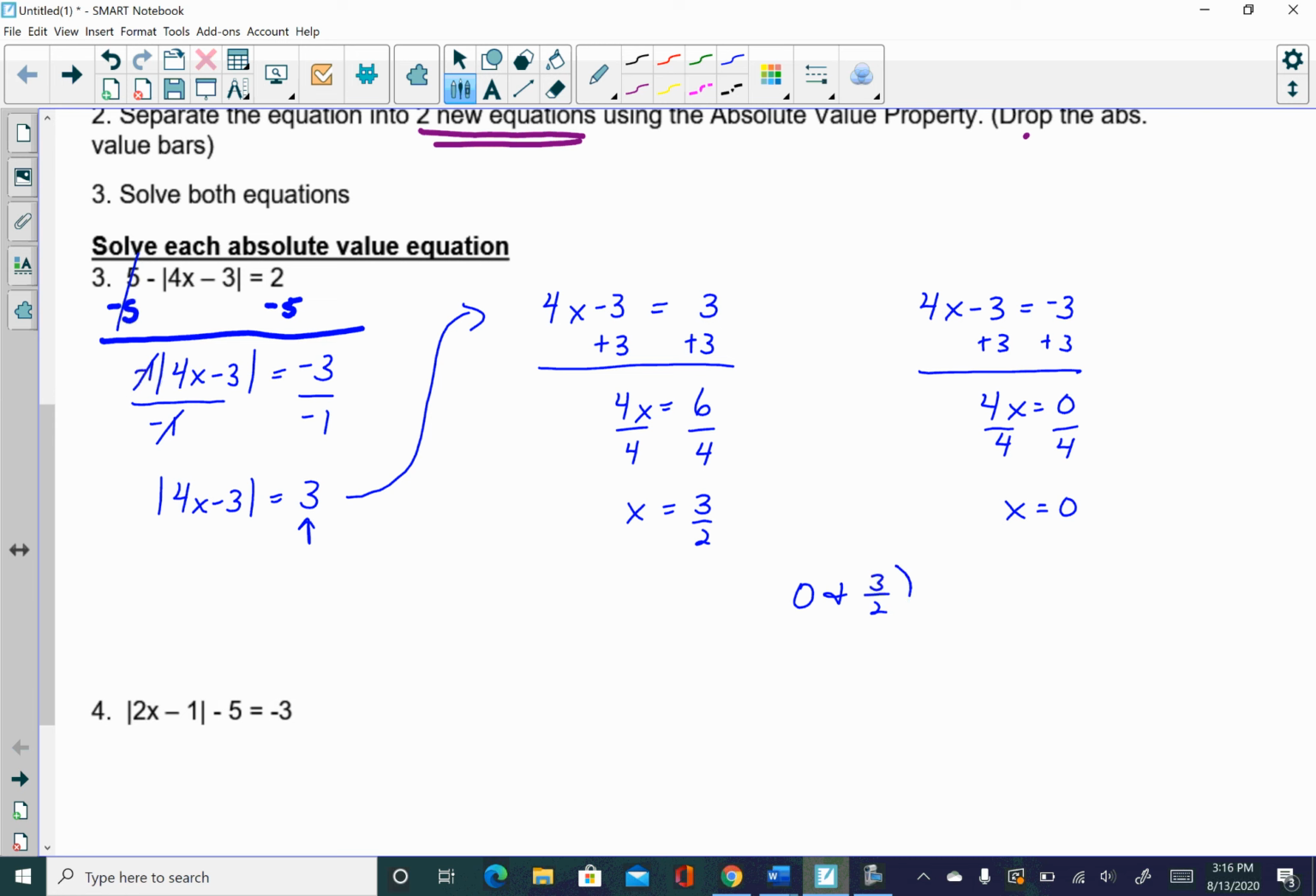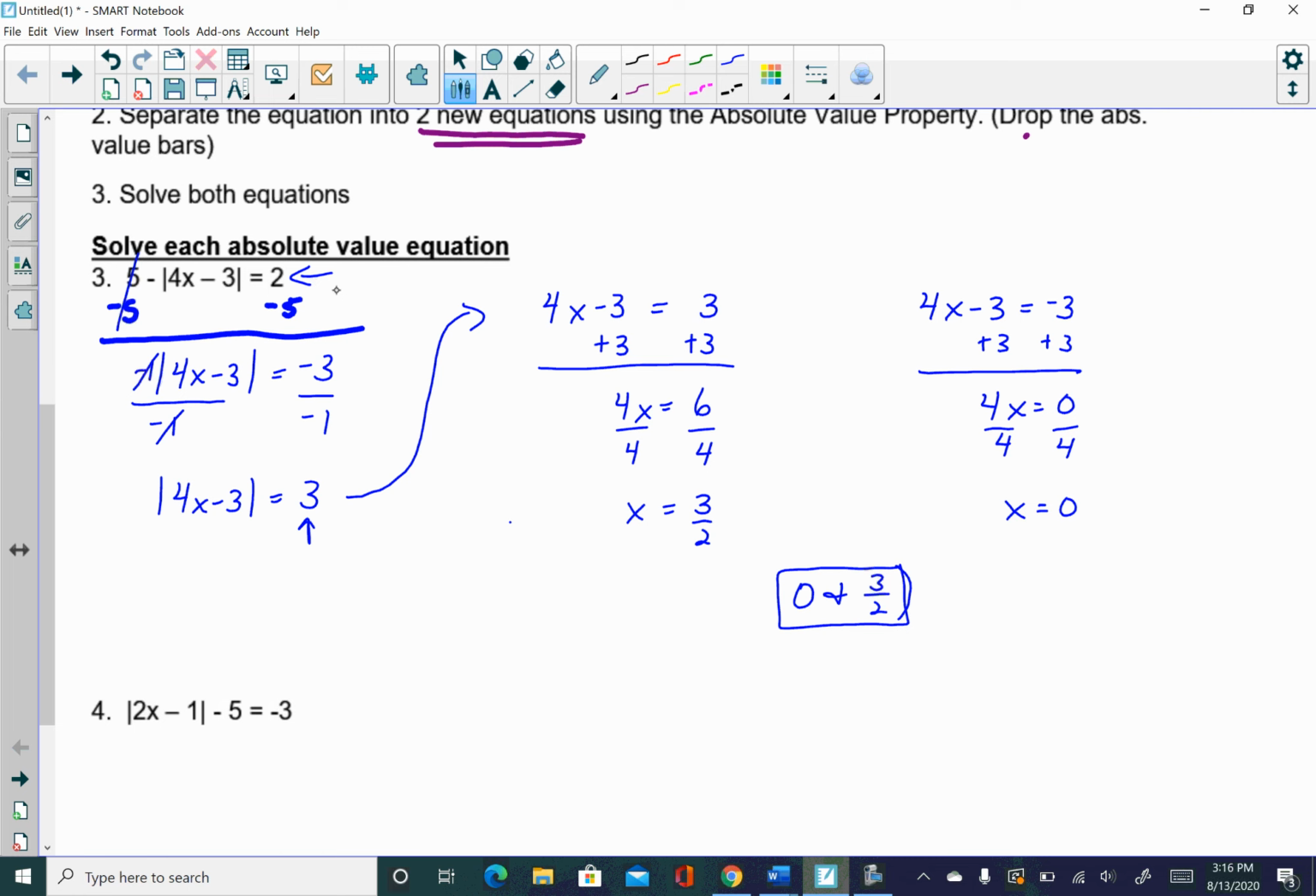And you can write them in any order. I'll just box it in. It's not really an ordered pair. So 0 and 3/2 are your two solutions. So if you went back up now and went back to your original equation and plugged in 0, you would get positive 2. If you plug in 3/2, you're also going to get positive 2.